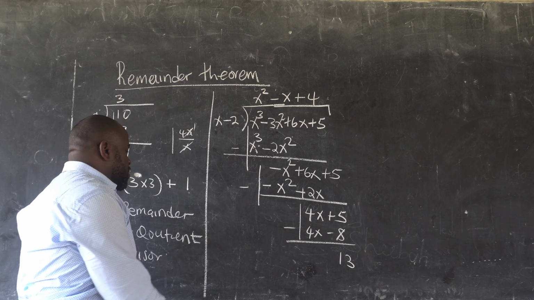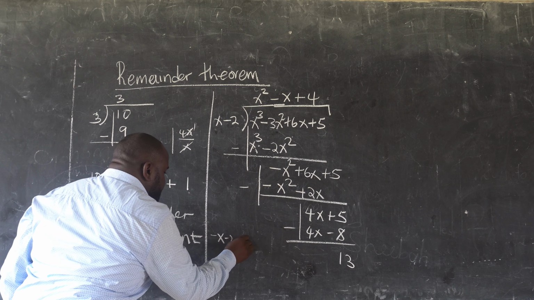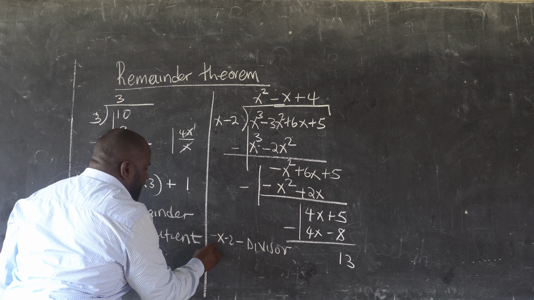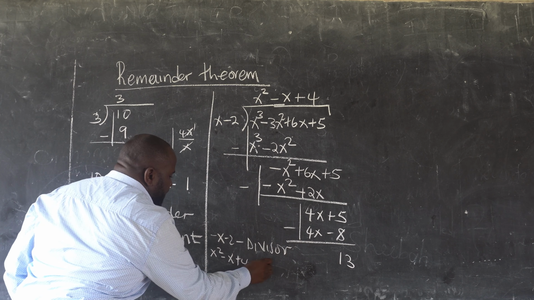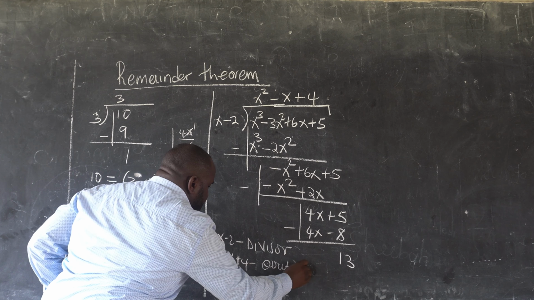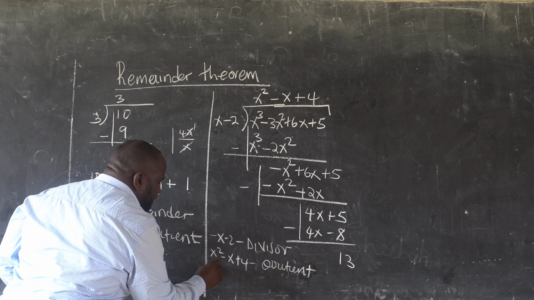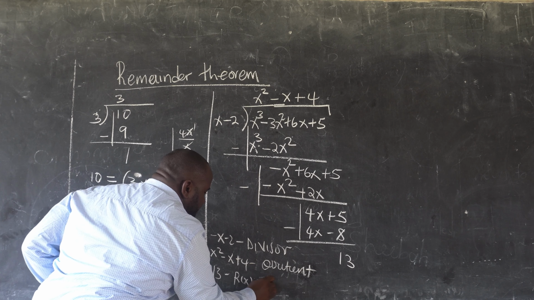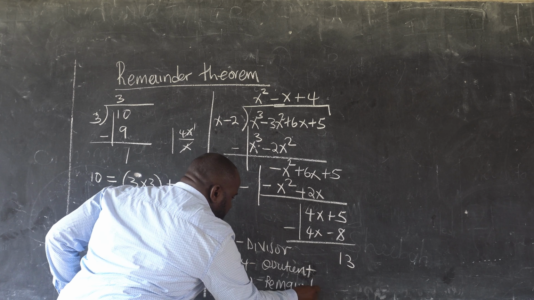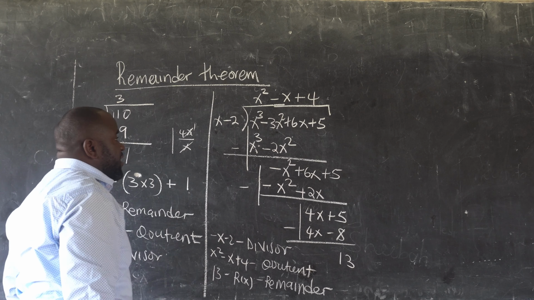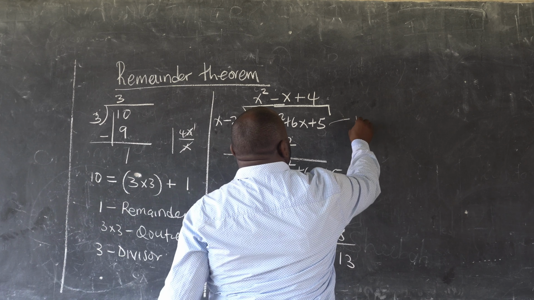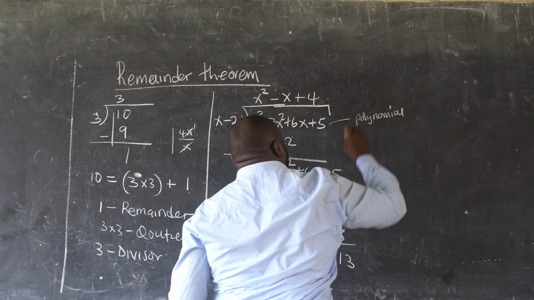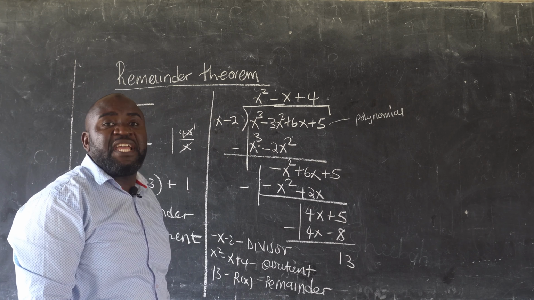So therefore, the solution will have x minus 2 as the divisor. We shall have x squared minus x plus 4 as the quotient. We shall have 13 as what we call the remainder. That's why it's called the remainder theorem. Then this is what we call the polynomial, the polynomial which we have been dividing.